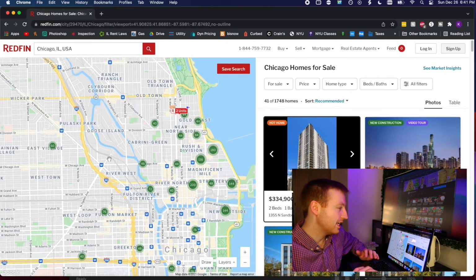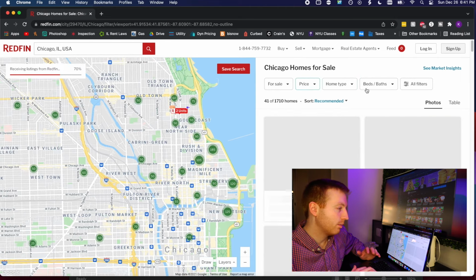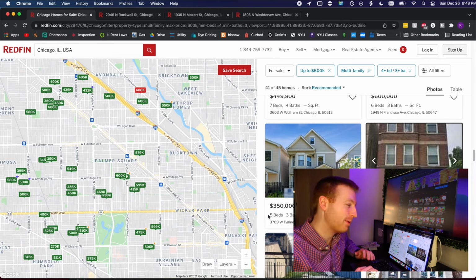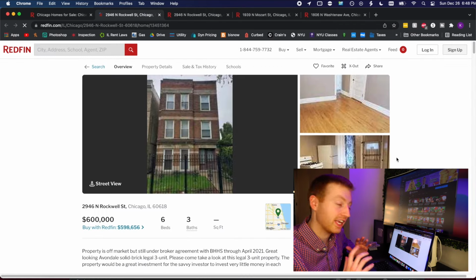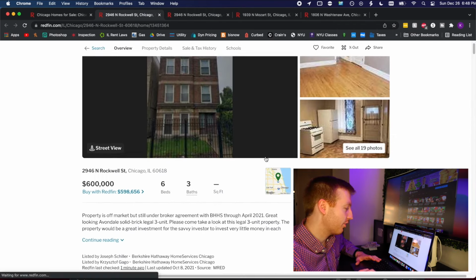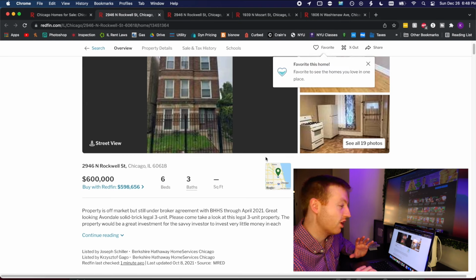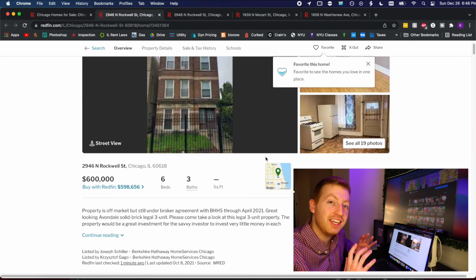So once you have your city down, select what kind of property type you want. So we have our property right here that we're going to look into see if it's going to cash flow. It's a 3-flat, a legal 3-flat. We're going to run all the numbers and see what at the end of the year, how much money it's going to make or how much money it's going to lose.